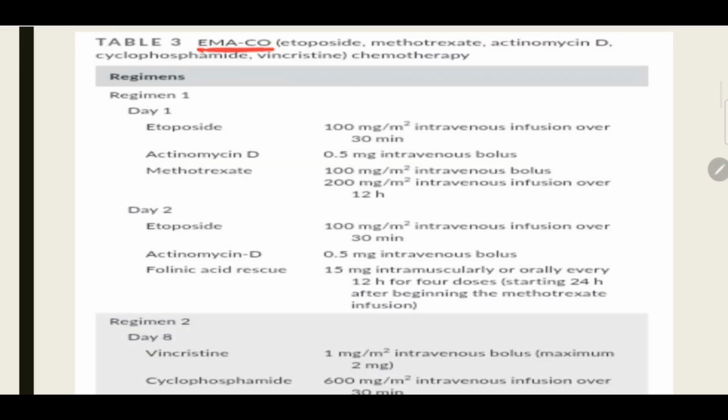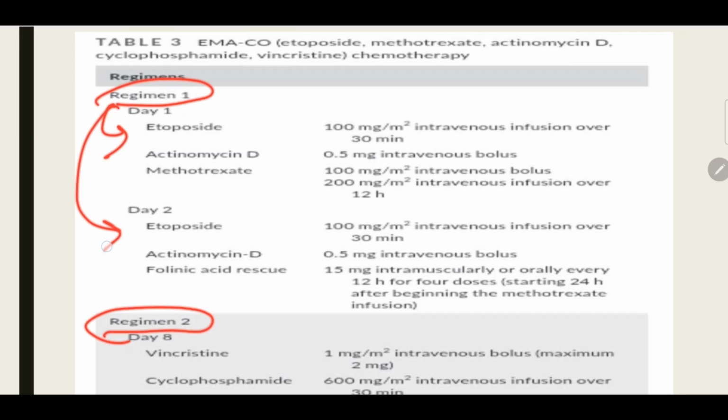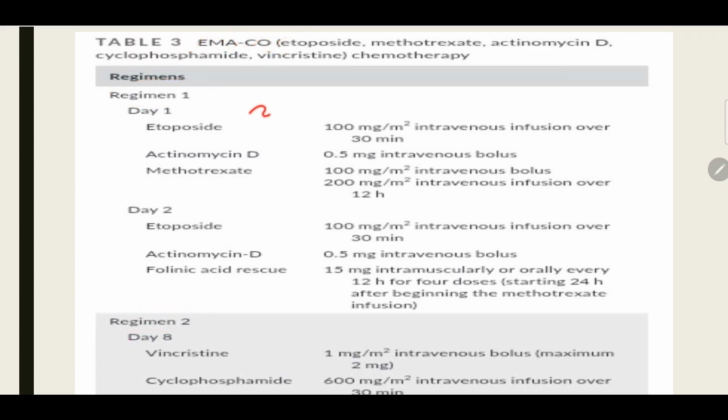EMA-CO regimen is given in high risk patients. So regimen 1 and regimen 2. Regimen 1 is given on day 1 and day 2. EMA-CO, that is etoposide, methotrexate, actinomycin D, cyclophosphamide and vincristine. Etoposide, methotrexate and actinomycin D, the EMA, is given on day 1. Instead of methotrexate, folinic acid rescue is given on day 2, whereas CO, that is cyclophosphamide and vincristine, is given on day 8.